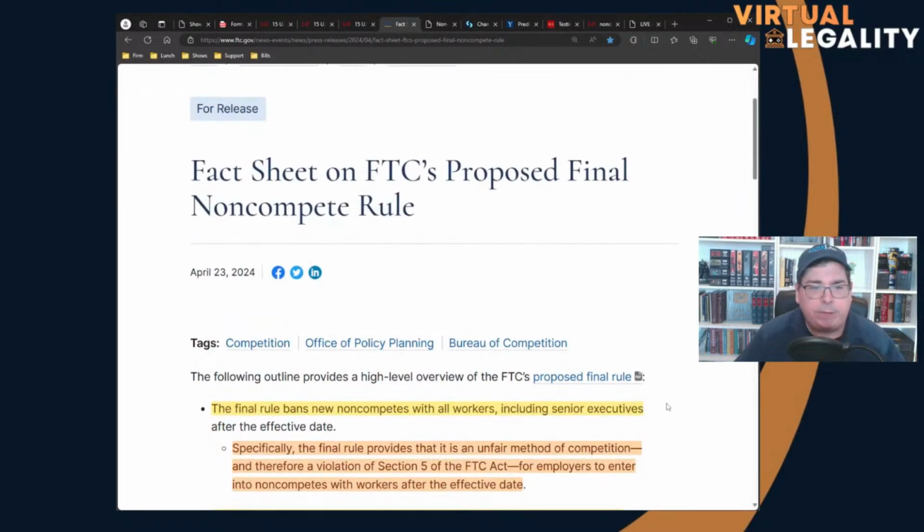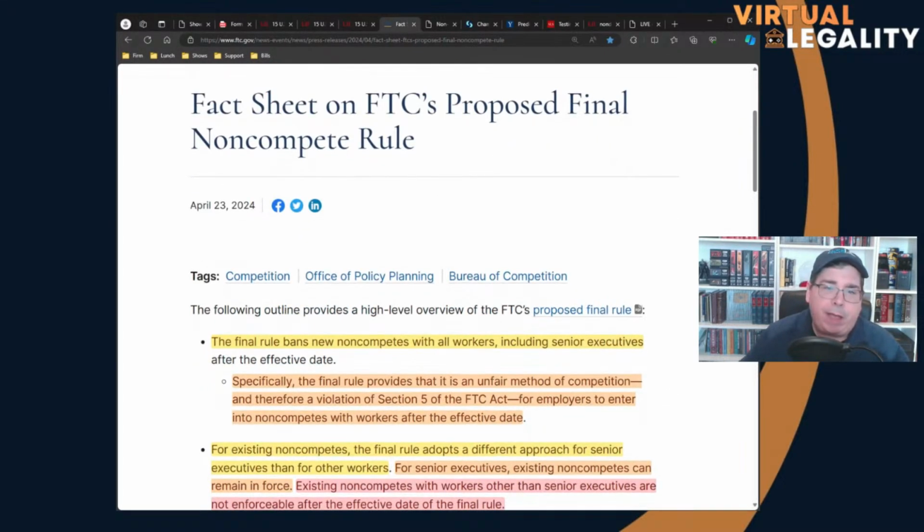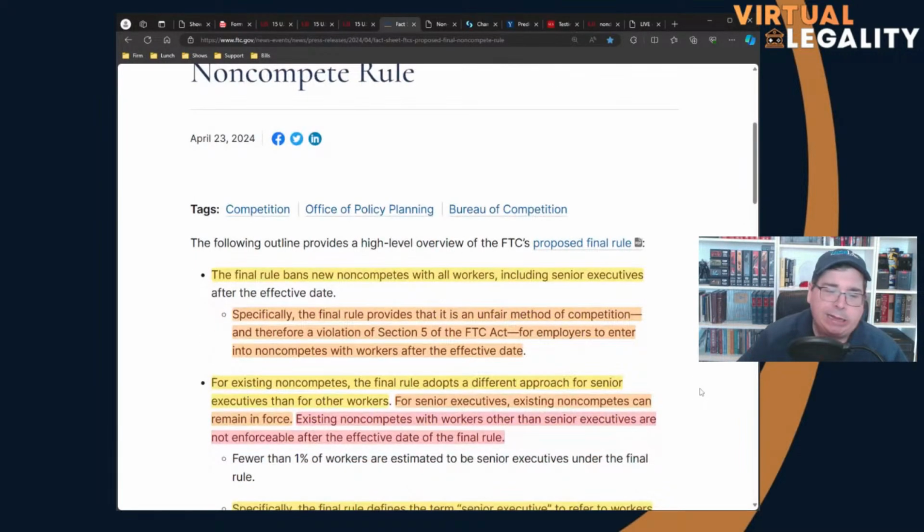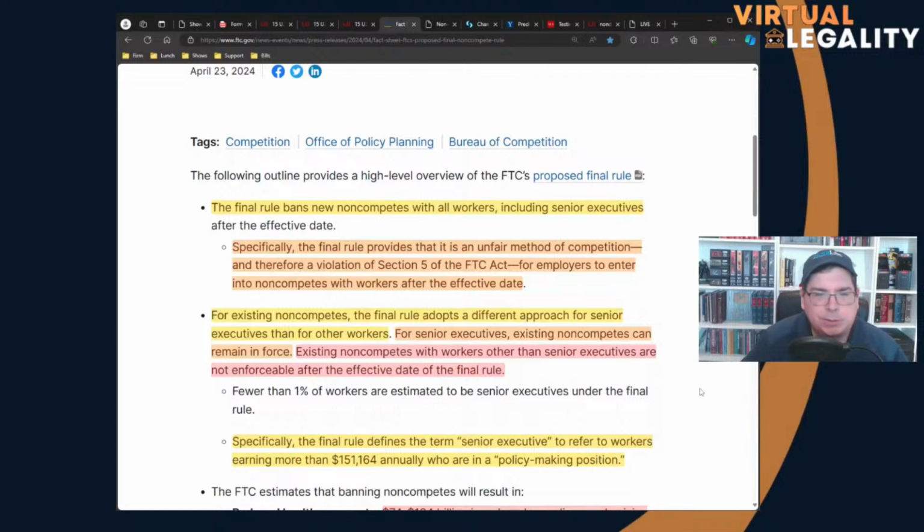So let's take a look at what the FTC said on April 23rd, 2024. This is their fact sheet for their final proposed rule. This would go into effect in a certain number of months after this is proposed. But as we will see as part of this video, it's already been sued over, and I think that lawsuit is likely to have some success. So what did they try to do?